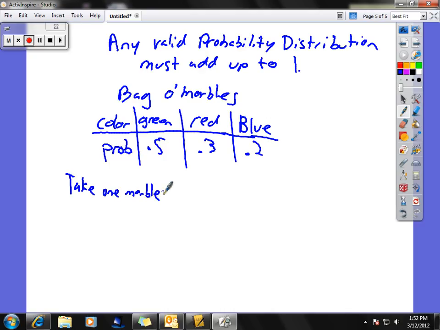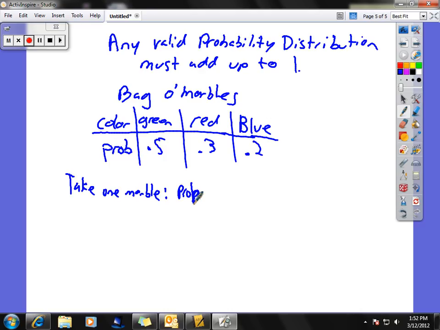Alright. You don't have to know the number of marbles for this, because we already have the probability. What you could do is say there's 100 marbles if you want to actually get numbers, because these are just percentages, right? But you don't have to do that for this because you already have the probability.